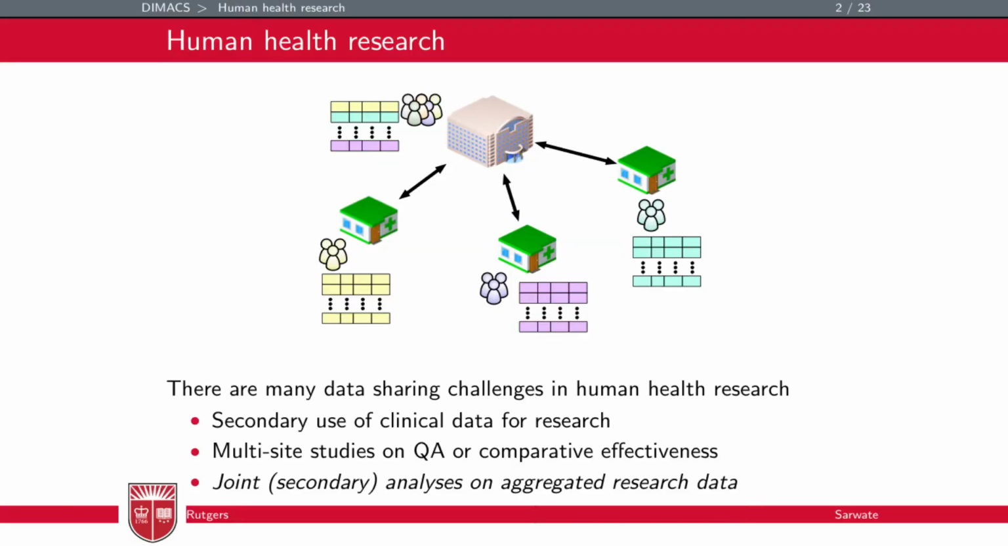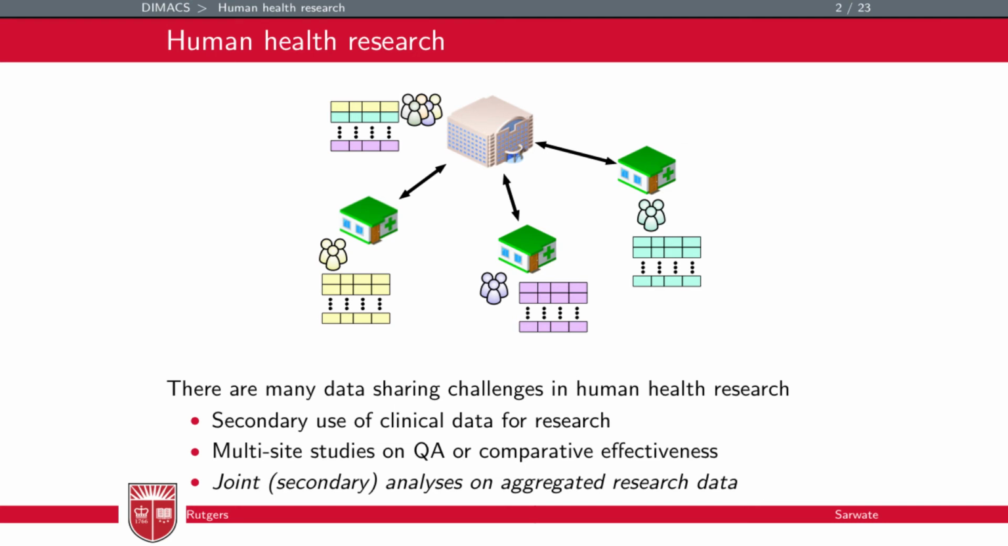So the kind of systems I've been working on are collaborative research systems, which is a bit different than the data sharing that we heard about earlier today. These are things like secondary use of clinical data for research, which means you have data that's been collected in the hospital already, and you'd like to open that up to researchers, perhaps at your own institution or at other institutions, but not to the public.